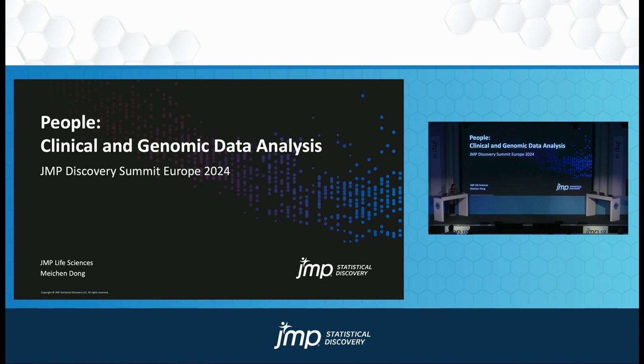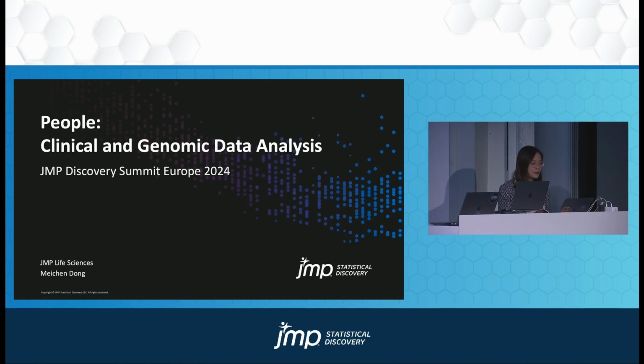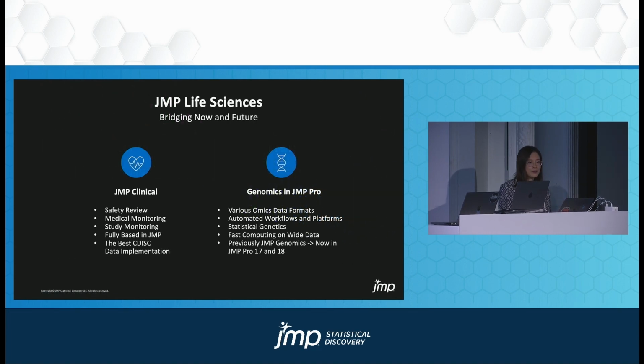I'm Mei-Chen from the Life Sciences Group. Today I'm going to talk about some new features related to life sciences. My group focuses on clinical and genomics research. JMP Clinical is a focused product for clinical trial data review, and it's utilized worldwide across the pharmaceutical industry by drug sponsors and regulatory agencies. JMP Clinical focuses on safety review, medical monitoring, and study monitoring. It's now fully based in JMP with many improved features.